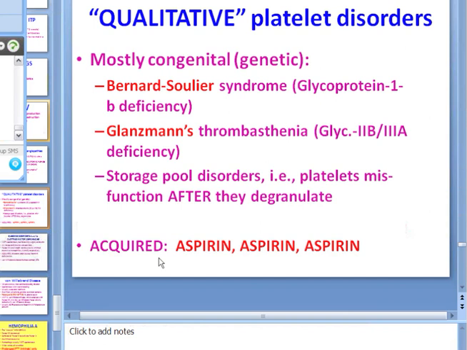This guy was a renowned doctor. He was an older guy. He went in for surgery. He forgot to tell them that he was on aspirin, and he bled to death during surgery because they didn't know he was on aspirin.